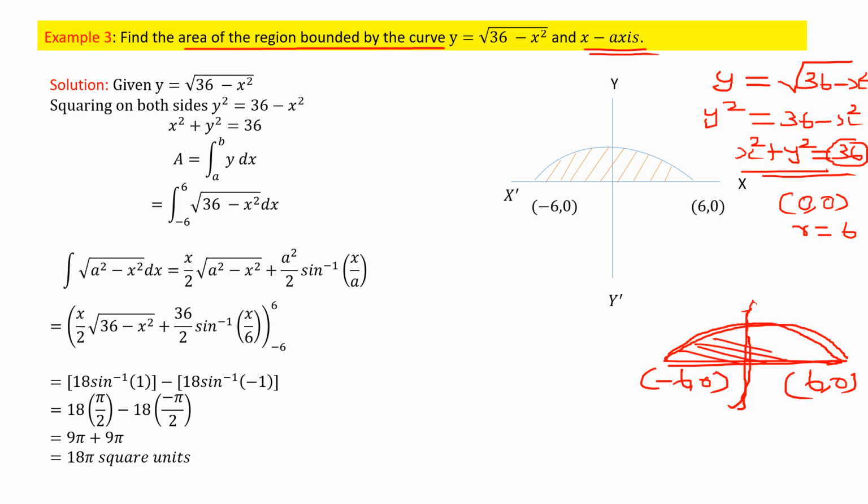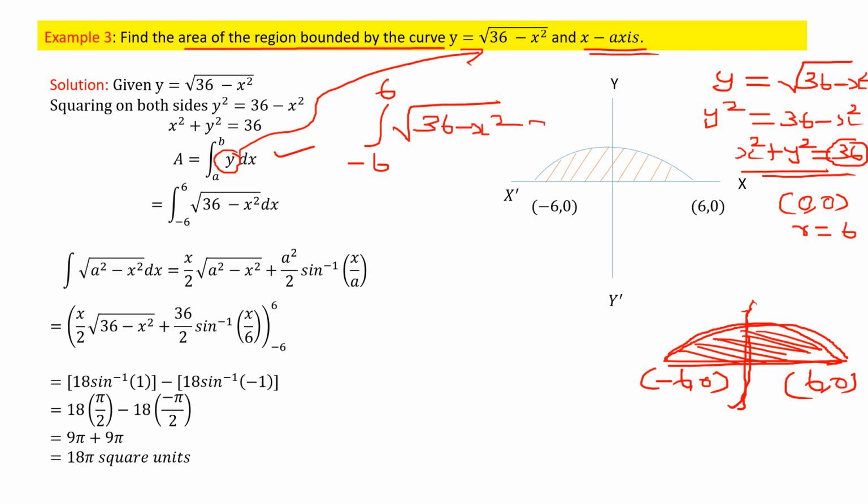So we need to calculate the area under this curve. Okay, so that means we use this formula, area equal to integral from a to b of y into dx. So here my lower limit a takes the value minus 6, my upper limit b takes the value 6. Instead of this y, we will substitute the given value, which is square root of 36 minus x power 2 into dx. Again, in calculus 1, we have learned the integration of this model.